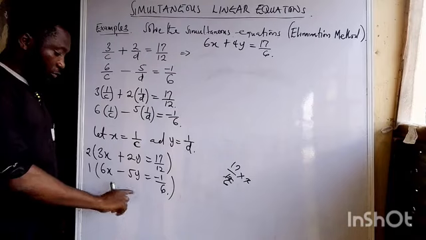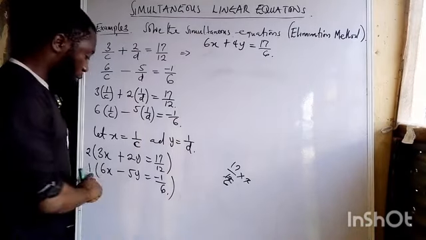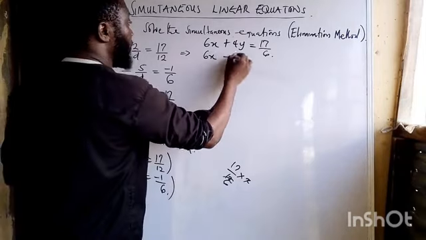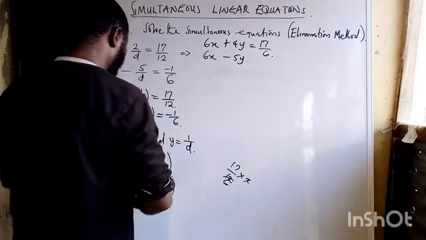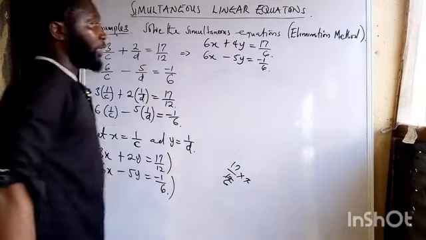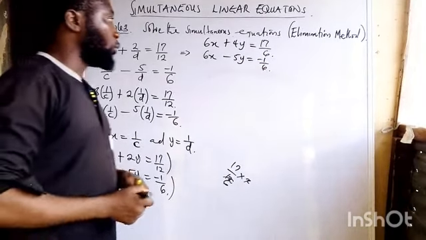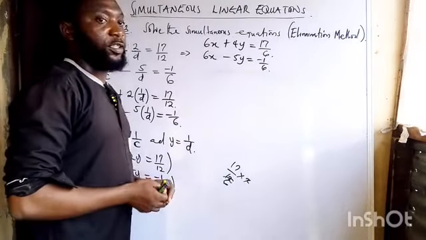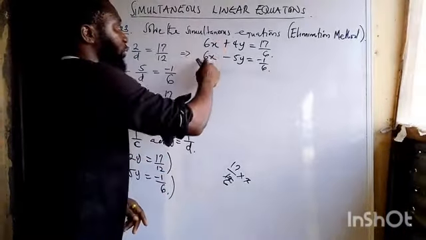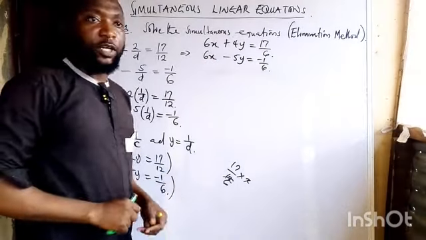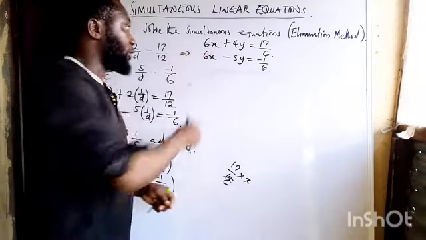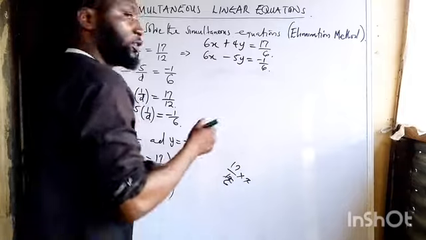Now multiply the second equation by 1. Everything will not change. 1 multiplied by 6, 6x. 1 multiplied by 5, negative 5y. 1 multiplied by this, that's still there, negative 1 over 6. Now, to eliminate x here, if you add the two equations together, you will get 12x. So you are not eliminating x. So the only way to eliminate x is to subtract, so that 6x will minus 6x.